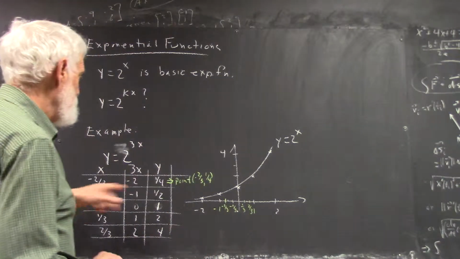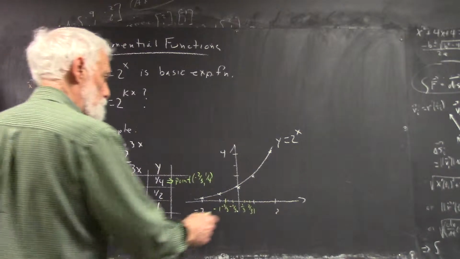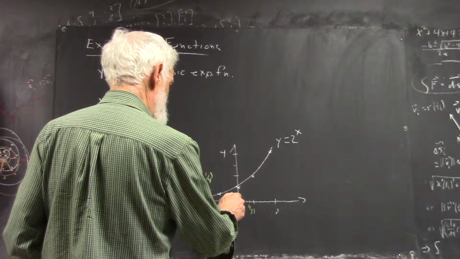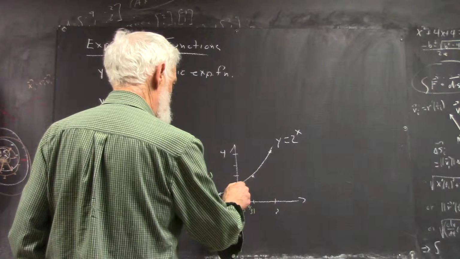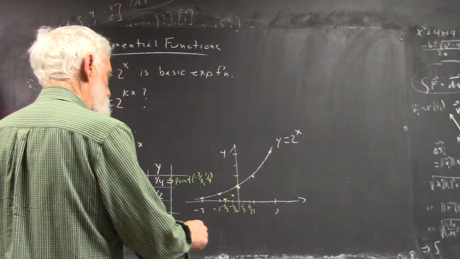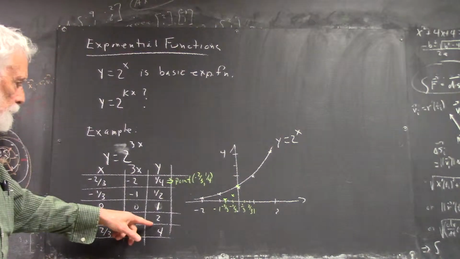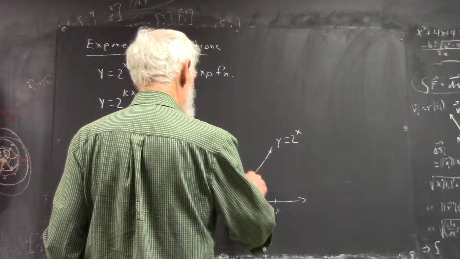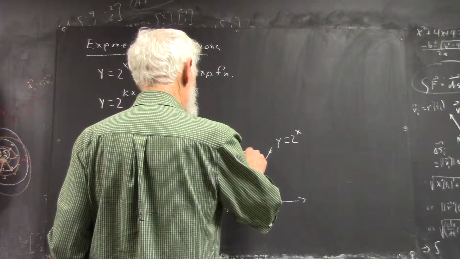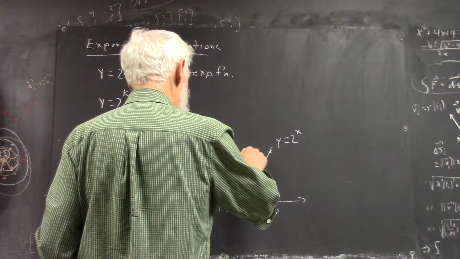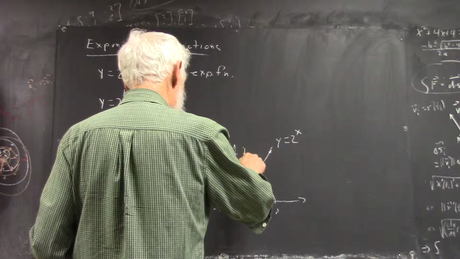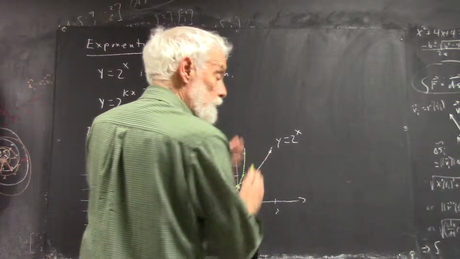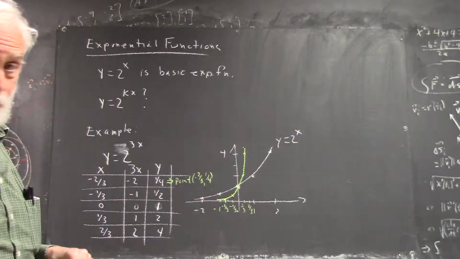So, negative 2/3, 1/4. Well, 1/4, you know, it's about here. 1/2 is going to put you about here. 1 is going to put you here. And then at 1/3 you get 2. At 2/3 you get 4. And you get a graph. It has the same basic shape, but it's squashed in this way. Okay?